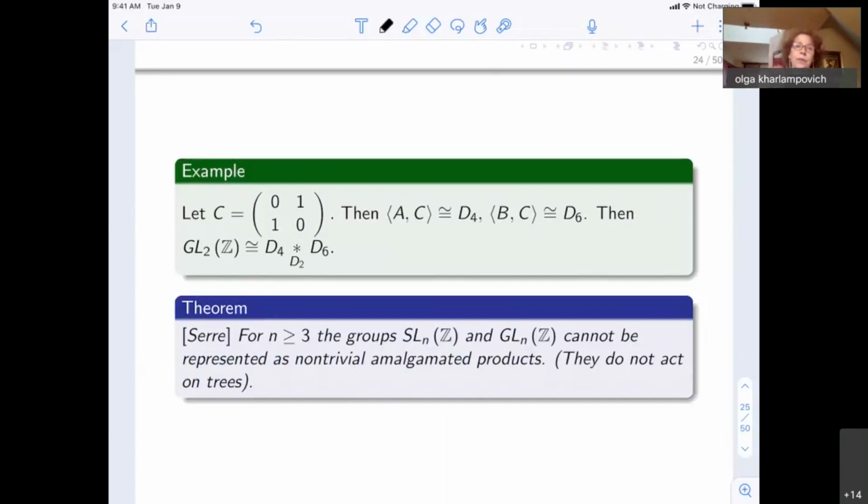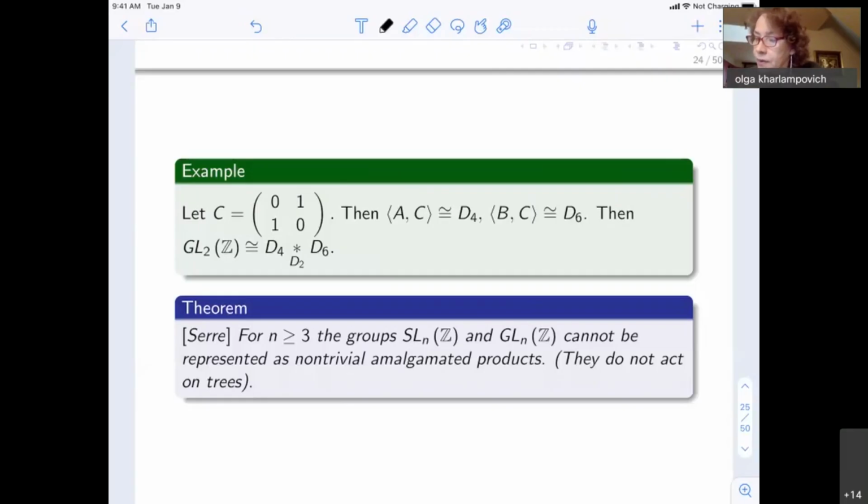Serre also showed in his book that for n greater or equal than 3, SL_n(Z) and GL_n(Z) cannot act on trees. So they do not act on trees, so they're not splittable. They cannot be represented as non-trivial amalgamated products. So it's only for n = 2 that these groups are splittable.